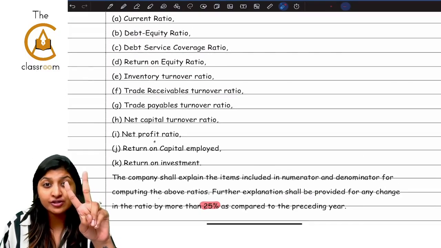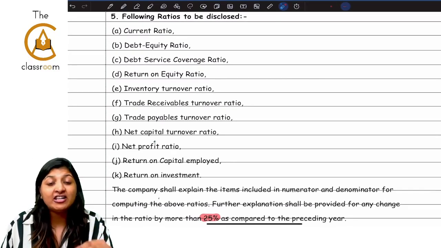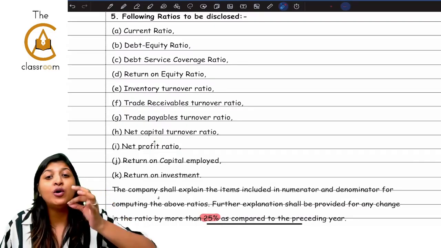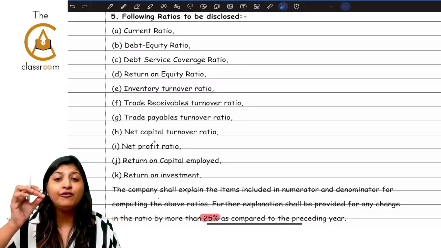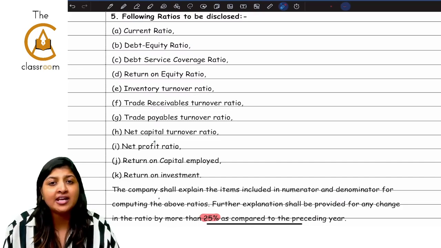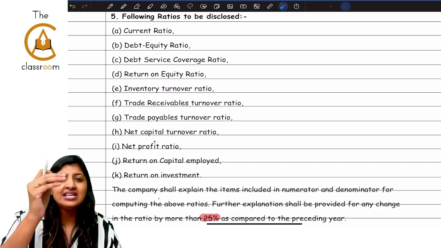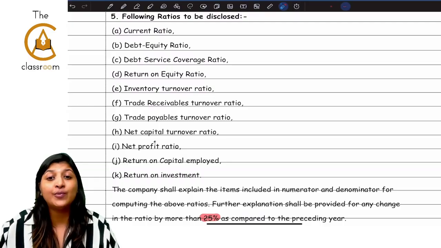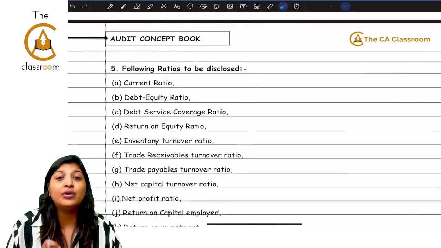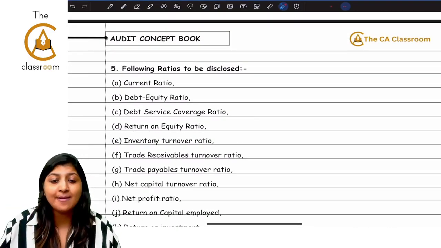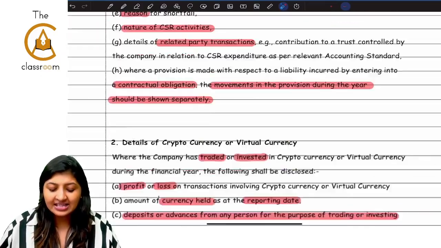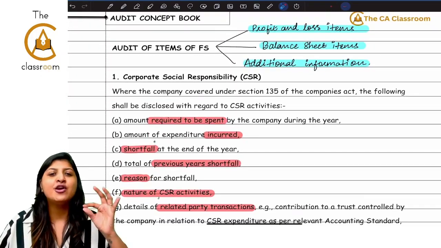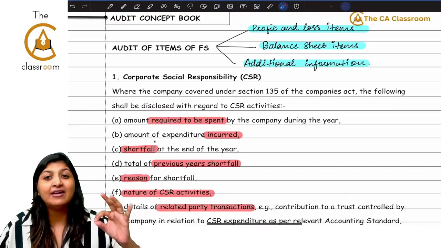I told you they'll give ratios of 2 years, and you will be expected to find the difference between them, and the change, if it is more than 25%, you have to conclude saying further explanation has to be provided for these ratios, only because the change is more than 25%. Like that, if you write, you are going to get the full marks, guys. So remember these 5 very important. If it comes in exam, you should be able to score the full marks.